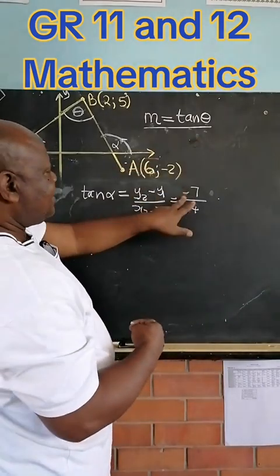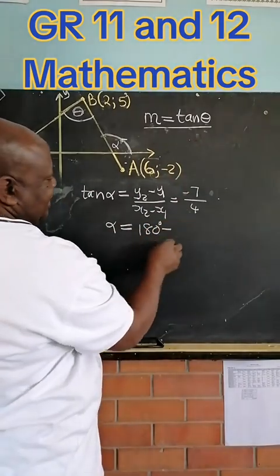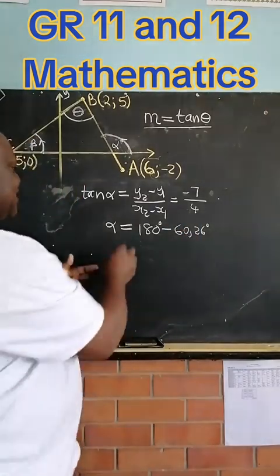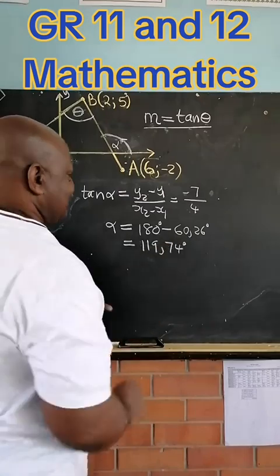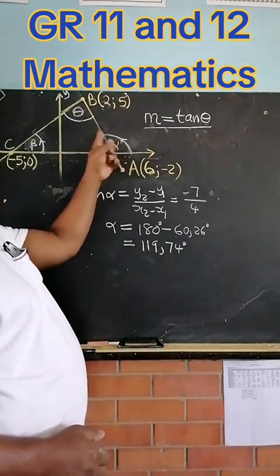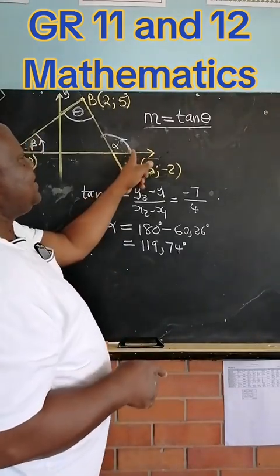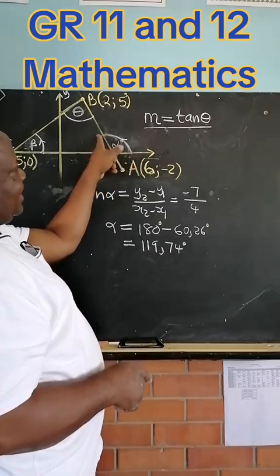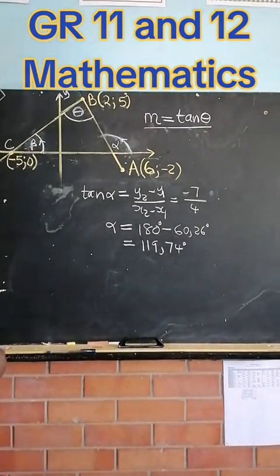But the negative now suggests that I must subtract that angle from 180 degrees. So it's 180 minus 60,26 degrees. This gives us 119,74 degrees. This is the obtuse angle alpha. Please note that we always take our angles from the x-axis in the anti-clockwise direction. Not this one, but this one. That is angle alpha.